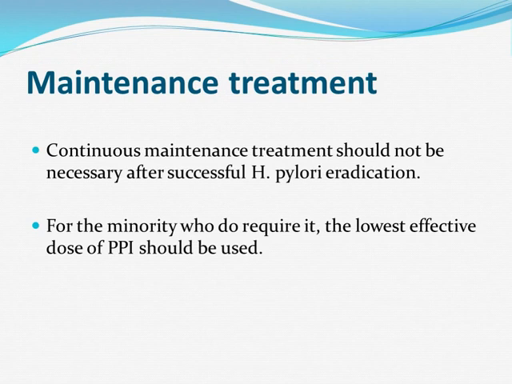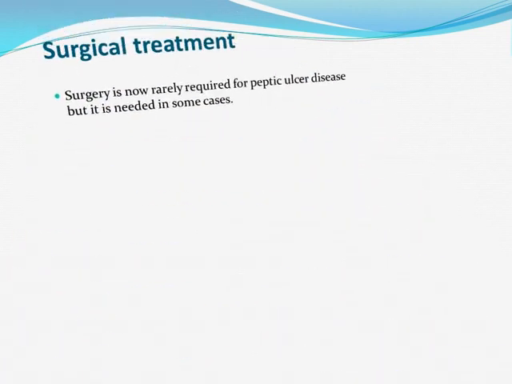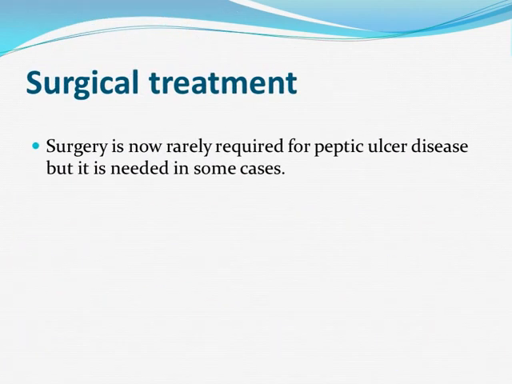Now, if you have eradicated H. pylori, how will you maintain? So, maintenance treatment. Continuous maintenance treatment should not be necessary after successful H. pylori eradication. For the minority who do require it, the lowest effective dose of PPI should be used. And surgical treatment. Surgery is now rarely required for peptic ulcer disease, but it is needed in some cases.